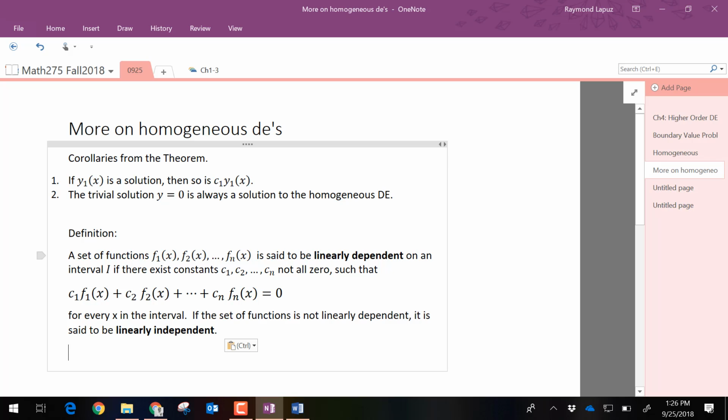If you have a set of functions f1, f2, all the way to fn, then they are said to be linearly dependent if you can write them as a linear combination of each other. A linear combination, remember, is a constant times a function plus a constant times a function, and so on, all the way until you finish all the functions. If you set that equal to 0, and you can find at least one value of c that's not equal to 0, then they are dependent.